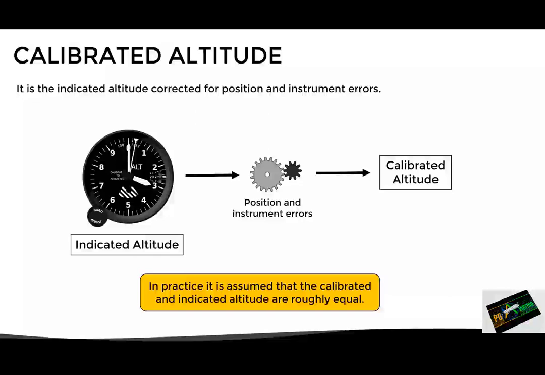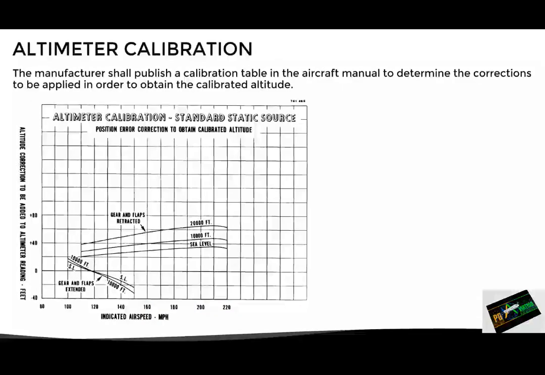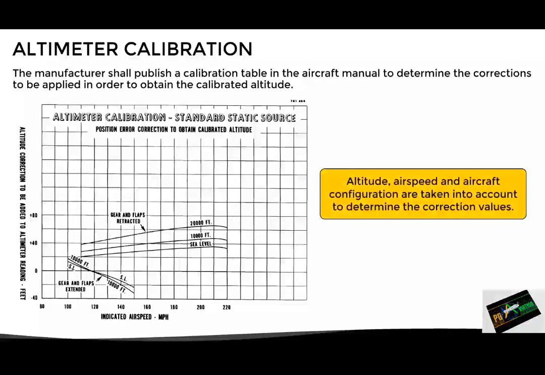Now, you might be wondering, how do we apply the corrections for instrument and position errors to obtain the calibrated altitude? Well, the manufacturer publishes an altitude calibration table in the aircraft manual, which specifies the corrections to be applied in order to obtain the calibrated altitude. In this table, altitude, airspeed and aircraft configuration are taken into account to determine the correction values, as we can see.